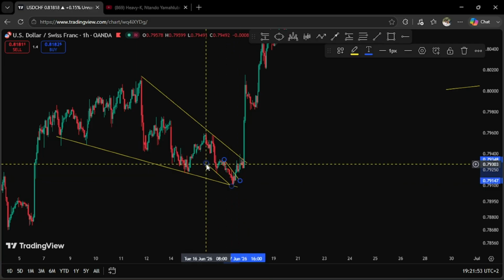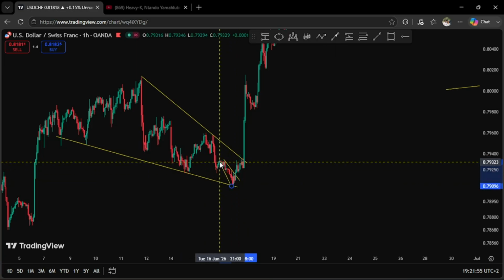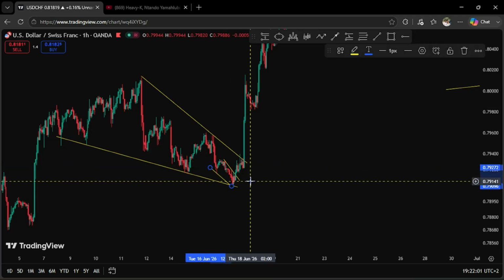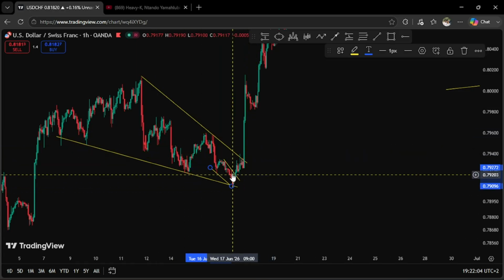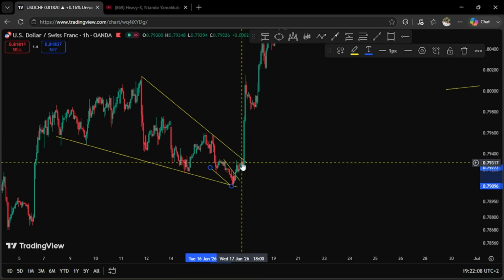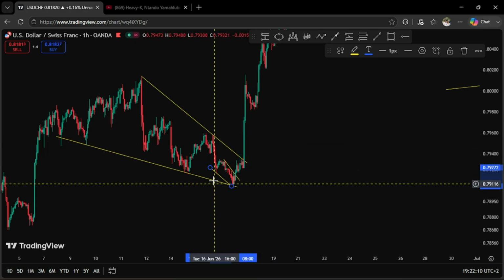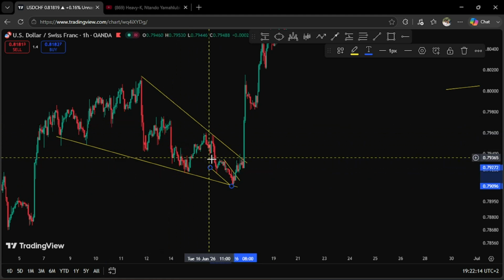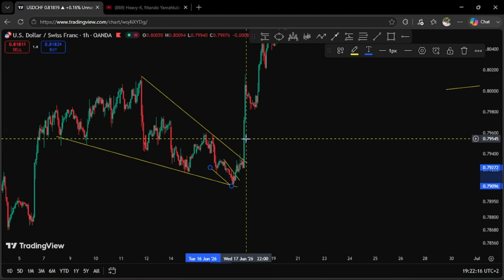I can either keep it here, or I can stretch it back inside here, but this is unrealistic, so I'm gonna keep it here. And this is what we call a running channel. So I'll categorize this one as a reversal pattern, because you are in this whole corrective move, but the market has to go up.